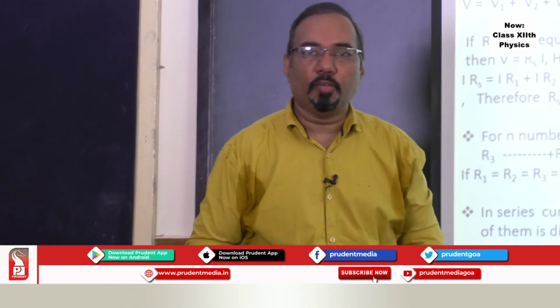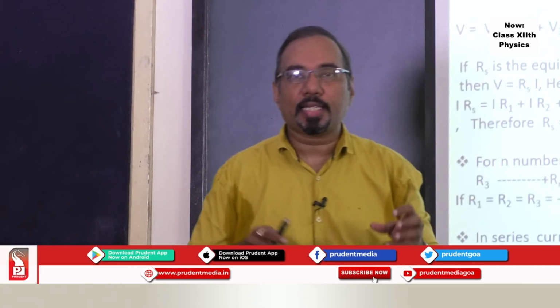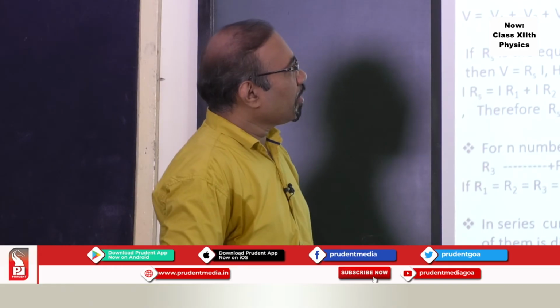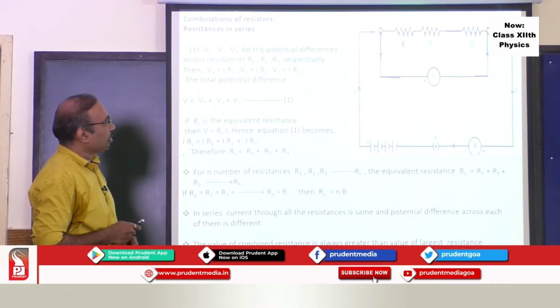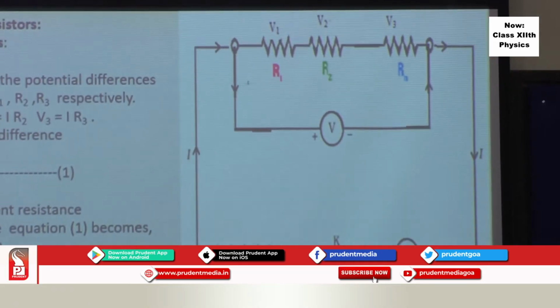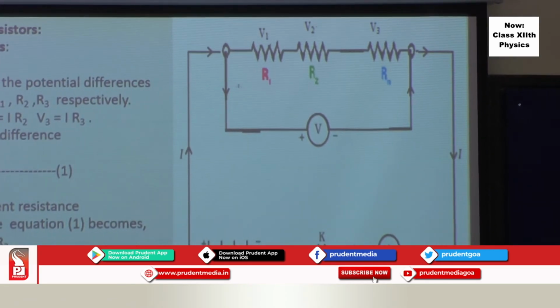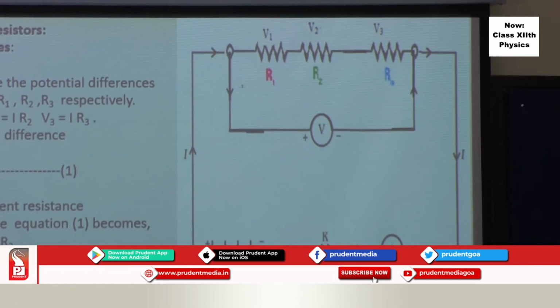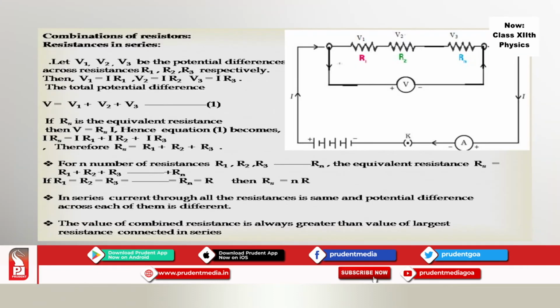Next we'll go through the combination of resistances, or combination of resistors. This is the symbol for resistance. If a number of resistances are connected in series, how can one find their combined, or equivalent, resistance? We can do it very easily. Suppose three resistances R1, R2, R3 are connected in series, with a potential difference V across them provided by a battery and plug key.